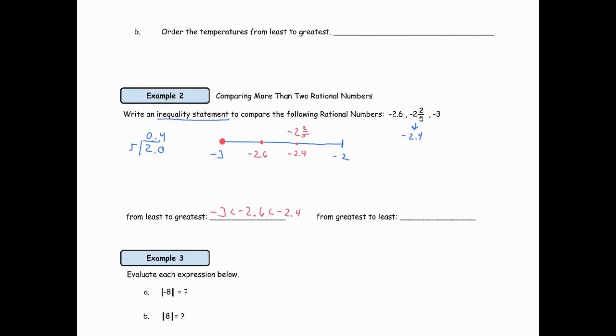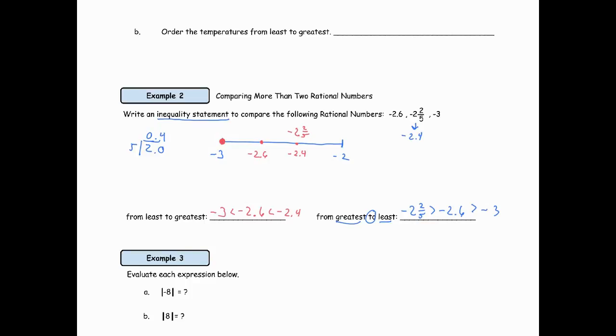Next, let's list our rational numbers from greatest to least using inequality symbols. So the greatest number is the number that's furthest right, negative 2 and 2/5. We know that that number is greater than negative 2.6. Because that's in the middle, negative 2.6 is further left. Lastly, negative 2.6 is greater than negative 3 because negative 3 is further left.